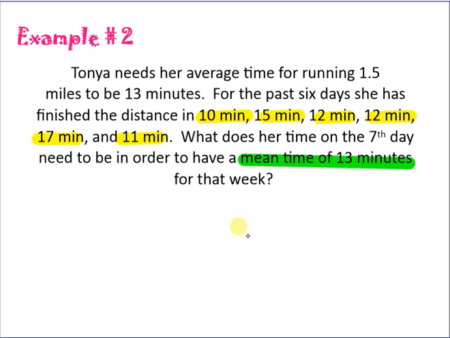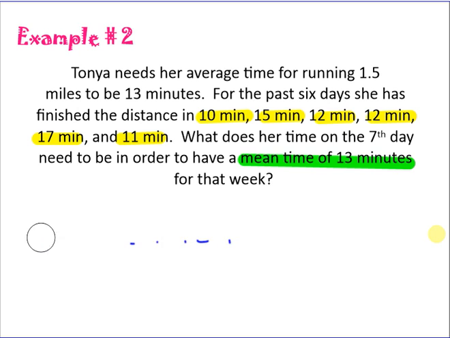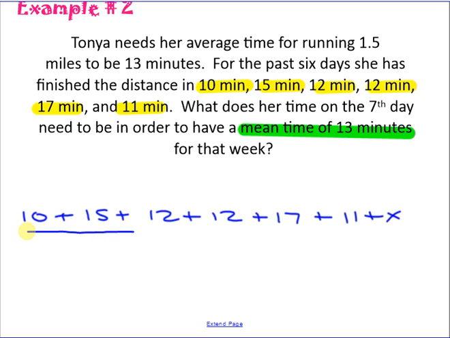We're going to put all of our given values together plus x. 10 plus 15 plus 12 plus 12 plus 17 plus 11 plus x. Now, second thing it says is to divide by the number of terms. 1, 2, 3, 4, 5, 6, 7. And then to set it equal to the mean. And it says that the mean is 13.